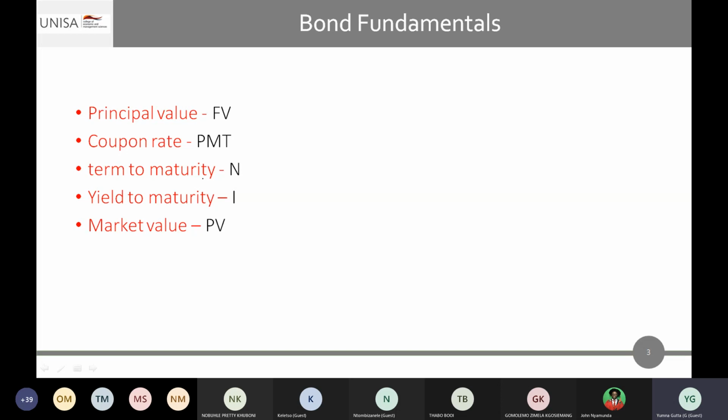Then you get your term to maturity, which is your period, right? We'll always see N, which is your period. So it can be a 10-year bond, a 20-year bond, a 5-year bond. That's your term to maturity, which is your N, right?